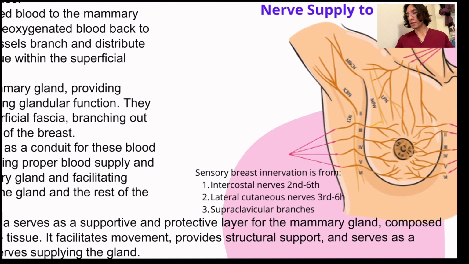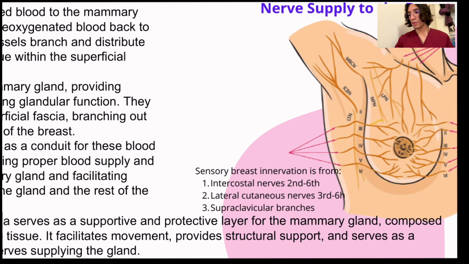Here you can see the lateral cutaneous nerves, the 3rd to the 6th, the intercostal nerves in the 2nd to the 6th also, and supraclavicular branches. Okay, so here you can see the first, lateral number 2, and number 3.